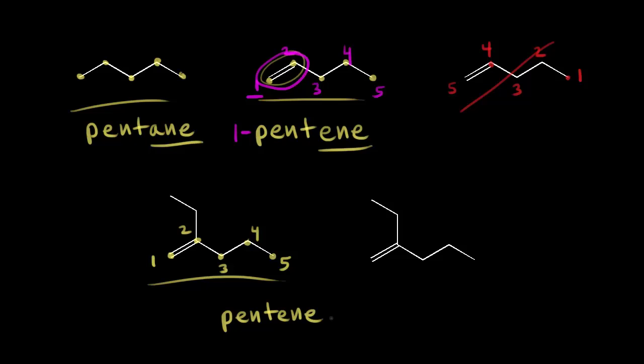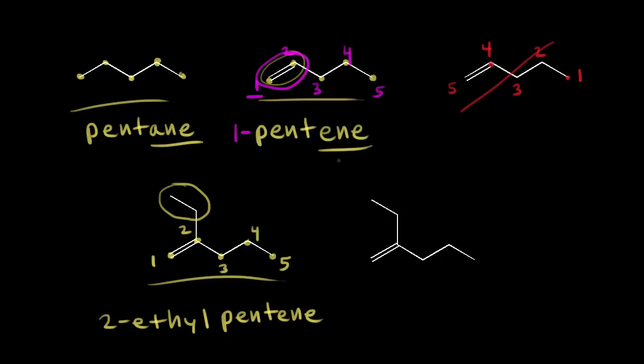Next, you think about the substituents. In this case, we have only one group coming off our carbon chain. It's a 2 carbon alkyl group, and we call that ethyl. So with an ethyl group coming off carbon 2, we would call this 2-ethyl pentene for the name. But that's not the longest carbon chain.